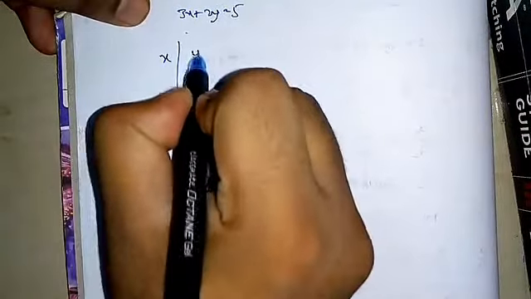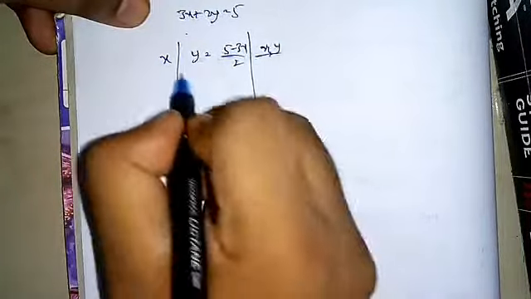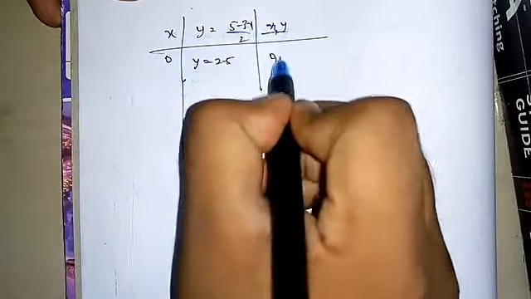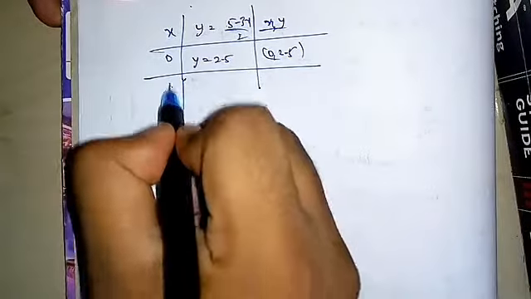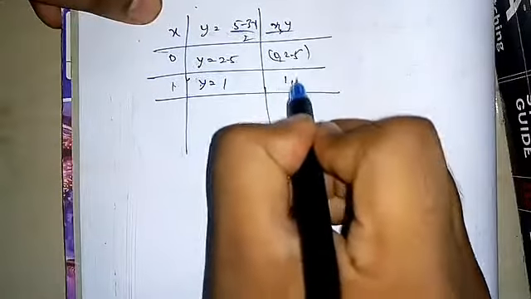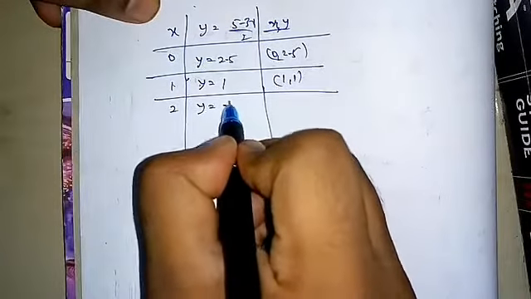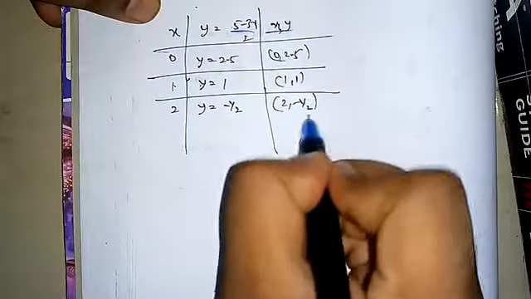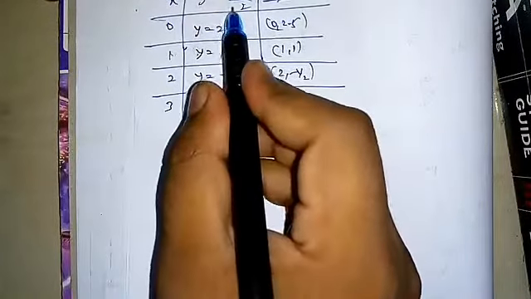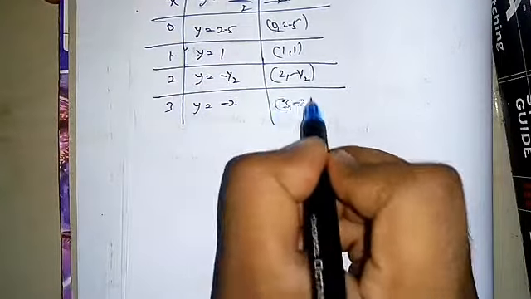First, x, y: y is equal to 5 minus 3x by 2. For x equal to 0, y will be 5 by 2, 2.5, so 0 comma 2.5. For x equal to 1, y will be 5 minus 3 by 2, so 1 comma 1. For x equal to 2, y will be 5 minus 6 by 2, 1 minus 1 by 2, so 2 comma minus 1 by 2. For x equal to 3, y is equal to 5 minus 9 by 2, minus 2, so it will be 3 comma minus 2.